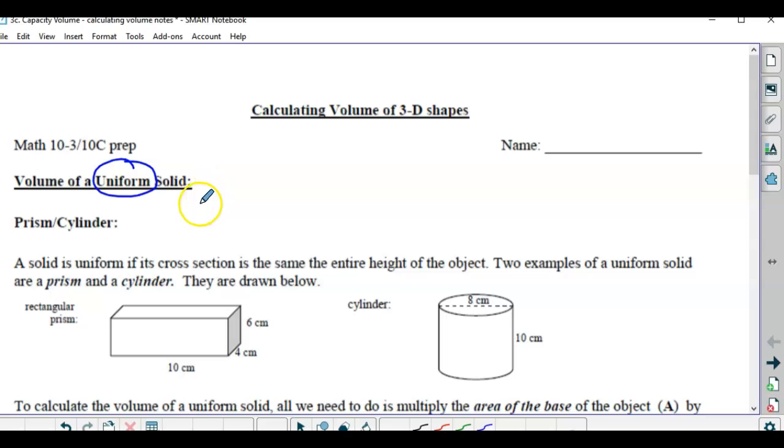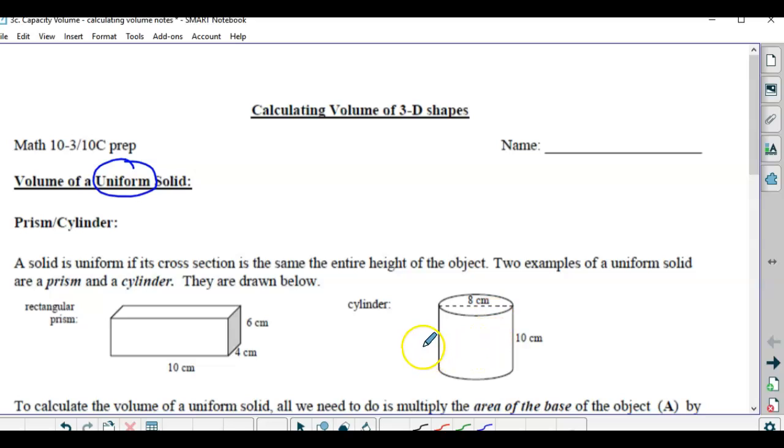That means if you were to slice it at any point parallel to a base, you'd always get the same shape. So this we could call a rectangular prism, whether we call the base the 10 by 4 or the base 4 by 6. If you were to slice through that, you'd get the same rectangle each time.